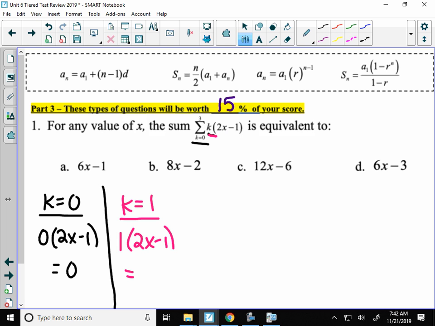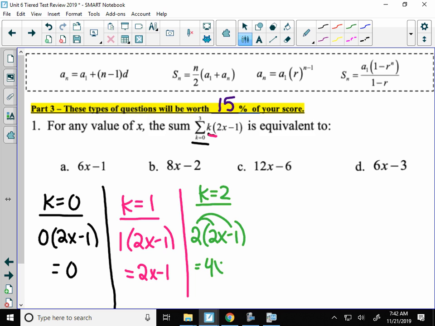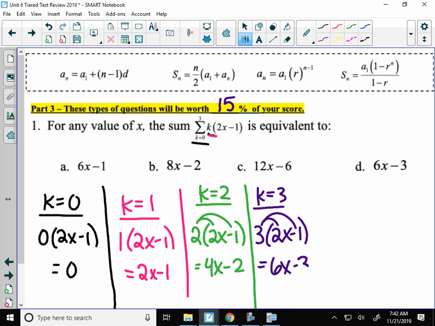When I distribute, that gives me 2x minus 1. And that's the second term. So first term is 0, second term is 2x minus 1. Let's do k equals 2. So put 2 in here. 2 times 2x minus 1 will give me 4x minus 2. And finally, k equals 3. So that's 3 times 2x minus 1 will be 6x minus 3.